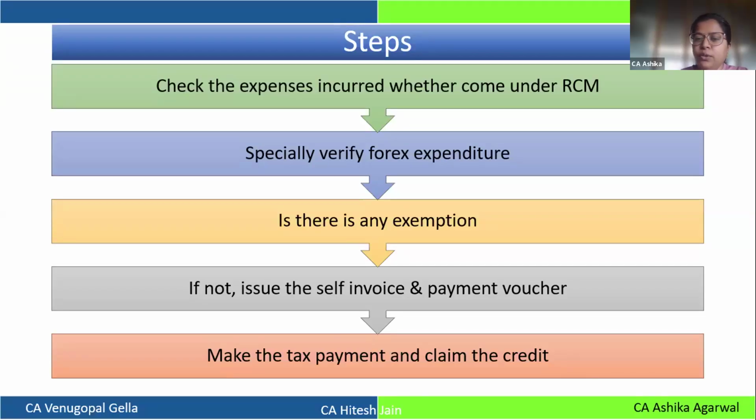Foreign expenditure, as I told you, you need to check for import of service. Before discharging anything under RCM, check whether it is covered under an exemption; then there is no need. If you are liable under RCM, make sure you raise the self-tax invoice and payment voucher, and make the tax payment. ITC will depend on the fact that it is not covered under block credit. And you have to report these things in your GSTR 3B. Next.